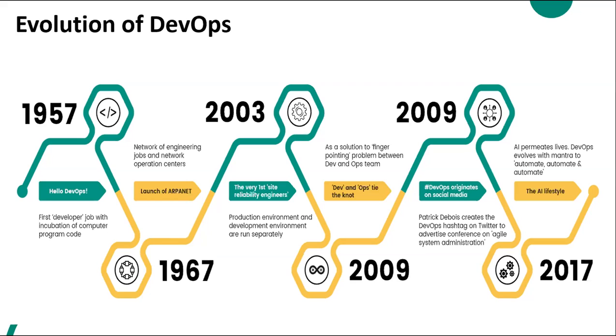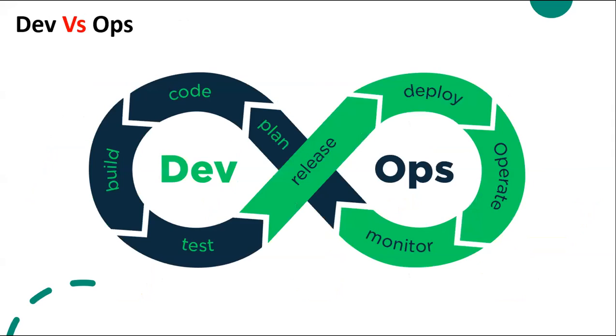Later, in 2009, an engineer in Belgium called Patrick Debois, in a small conference, introduced agile system administration. And he started creating a hashtag on Twitter, as you can see, called DevOps, on social media, and it has been spreading all over the world related to this concept. As I already mentioned, it's merging the development and the operation tasks.